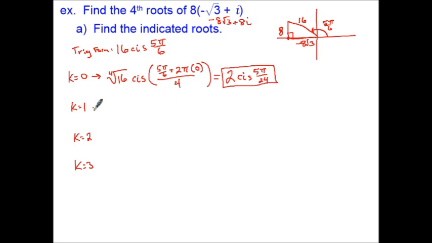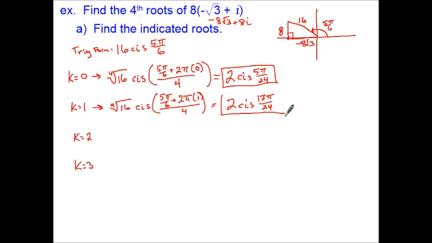Just doing the second one now, I still have the fourth root of 16, and really at this point, if you just wanted to write a 2 right there because you know what it's going to be, go right ahead. But now I've got cis, big icky fractiony thing, 5 pi over 6 plus 2 pi times 1 now, and it's still all over 4. Working that mess out gives me 2 cis, and now it works out to be 17 pi over 24. Because I'm adding 2 pi, it's really like 12 pi over 6. 5 plus 12 is my 17. Dividing gives me the 24.